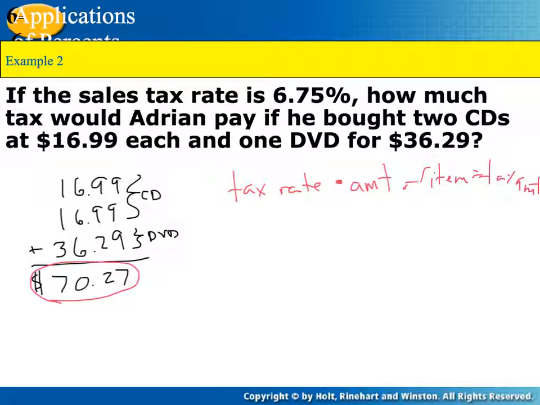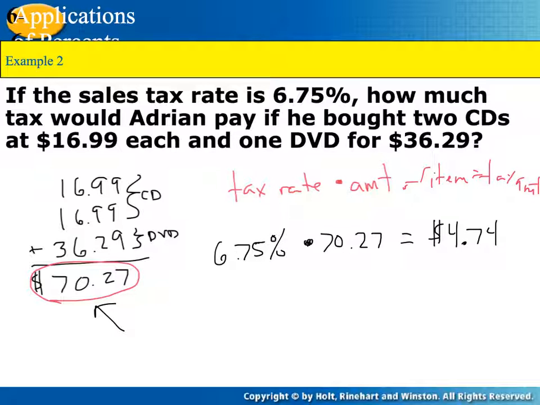Okay, so now I'm going to take my tax rate. My tax rate is 6.75%. I'm going to multiply it by my amount, which is $70.27. And I'm going to find my tax amount. So on something that costs $70.27 and I'm paying a 6.75% rate, my amount to the nearest cent would be $4.74. Okay, that's my tax amount. I would pay that amount in tax.